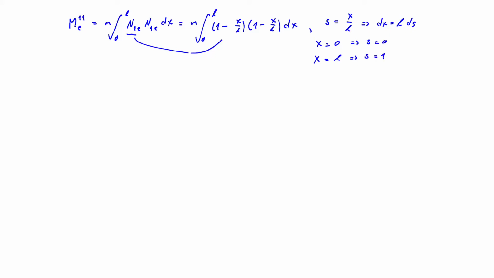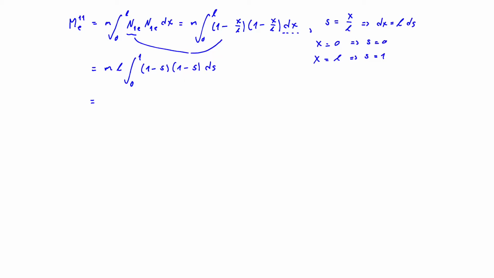So the 1, 1 component of our mass matrix is then equal to the mass, and then we have an L from dx, which is now ds times L. Then we integrate not from 0 to L, but from 0 to 1, and then we have 1 minus s times 1 minus s ds.